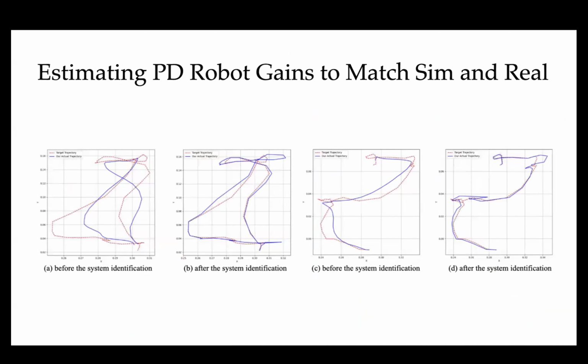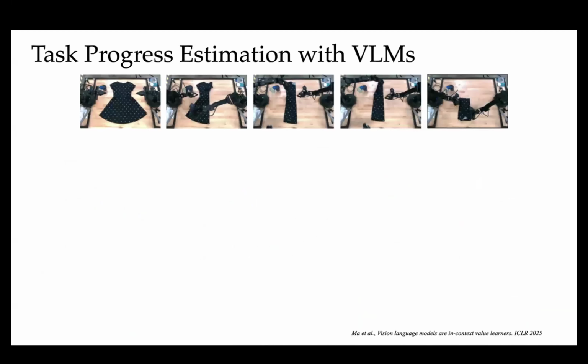Now, one more thing we did, we had to search for the right PD robot gains. How did we do that? Well, we have one trajectory in the real world, we run the same trajectory with the same actions in the simulation, and we search for these two parameters so that these trajectories exactly fall on top of one another. So you also need to do that, like a very basic system identification specifically for the robot controller.